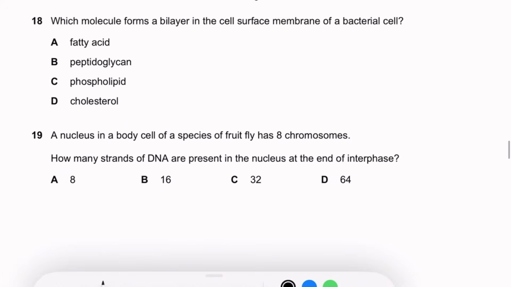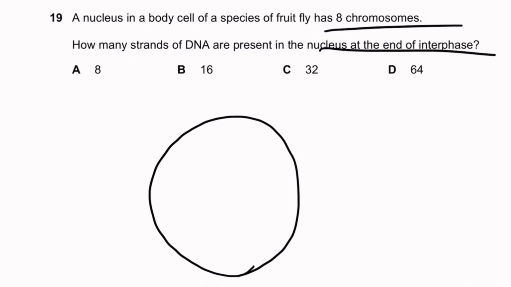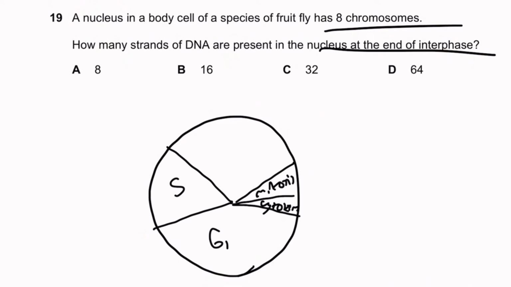Here you can see which molecules form a bilayer in the cell surface membrane. That's phospholipid. A nucleus of a body cell of a species of fruit fly has 8 chromosomes. How many strands of DNA are present in the nucleus at the end of interphase? First let's draw the cell cycle. The end of interphase means basically G2, right? Let's start with mitosis. It's really short, then there's cytokinesis, but then we hop back into G1, then the S phase, and then G2.